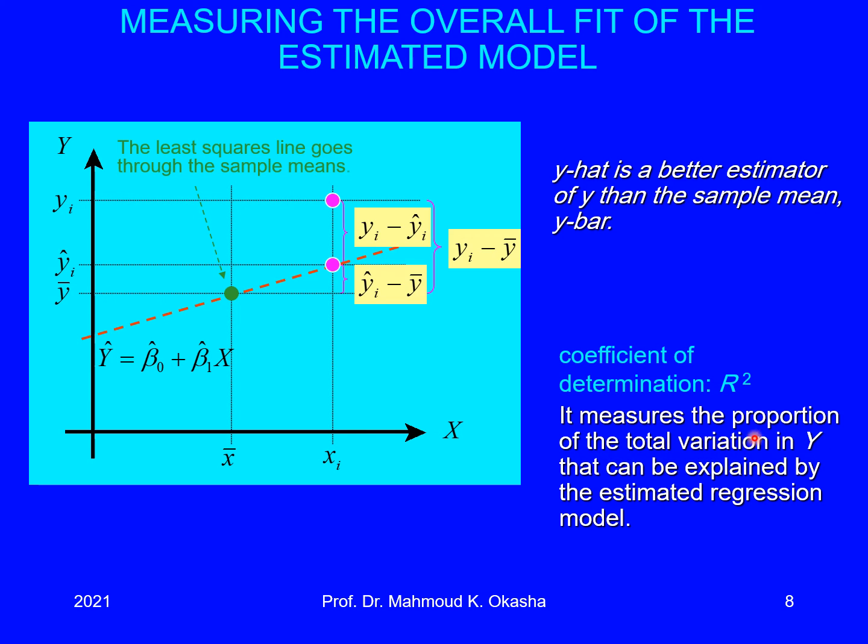It measures the proportion of the total variation in Y that can be explained by the estimated regression model. So it is the total variation explained by the independent variable.